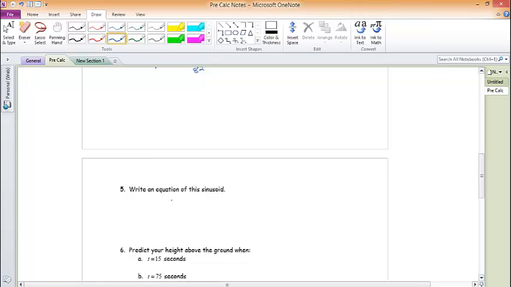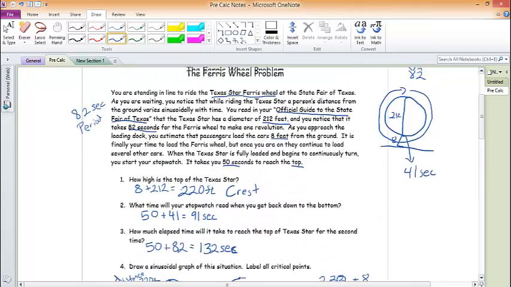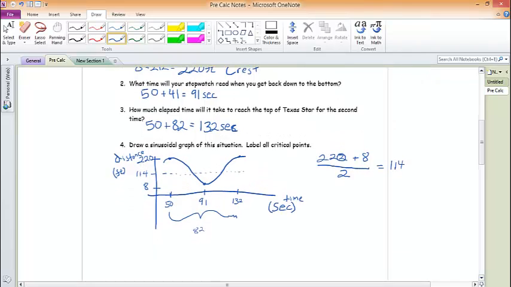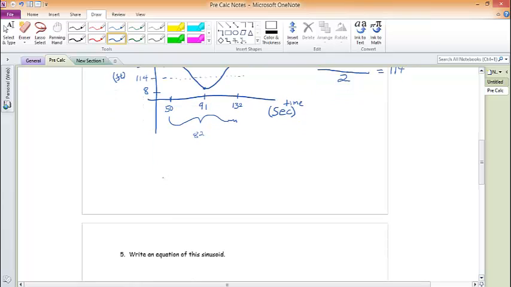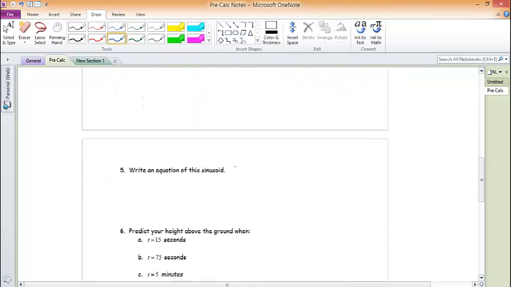Now, I know that the distance between my midline at 114 and the peak was 106. So my amplitude is 106. I know that my period was equal to 82 seconds. And to get my constant b, I take 2 pi and divide by the period of 82. And this gives me a constant b of pi over 41.